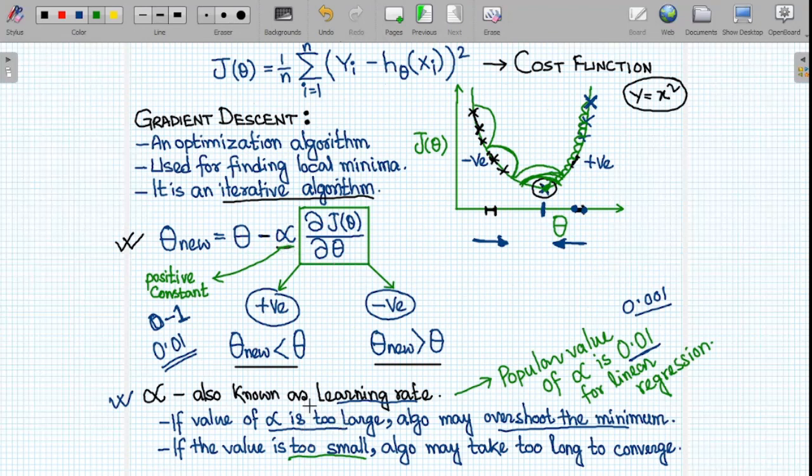Now, how to choose the learning rate? The range is 0 to 1. We are using the learning rate to reduce the effect of the derivative value on theta. Usually we choose 0.01. If the value of alpha, or the learning rate, is too large, it will overshoot and will not converge to the minima. If the value is too small, it will take a lot of steps to converge to the lowest point of J(theta).